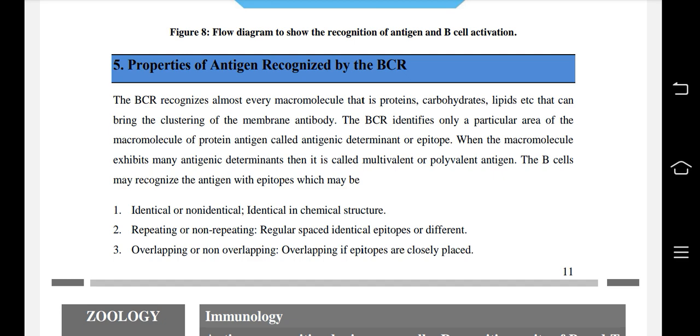When the macromolecule exhibits many antigenic determinants, then it is called a multivalent or polyvalent antigen. A B cell may recognize the antigen with epitopes which may be identical or non-identical in chemical structure, repeating or non-repeating, closely spaced, identical or different, overlapping or non-overlapping.